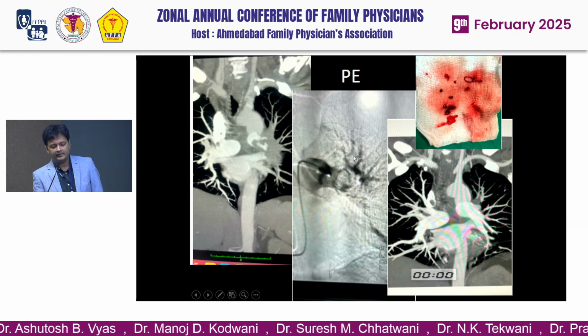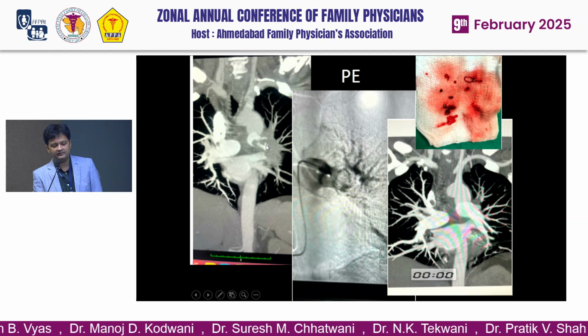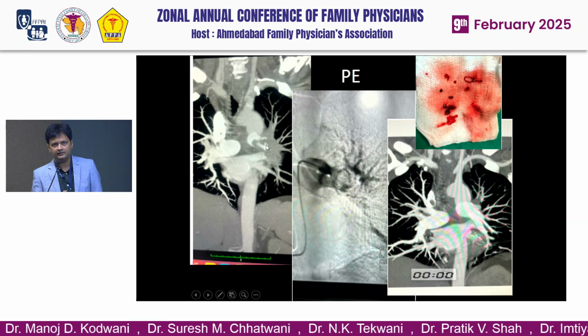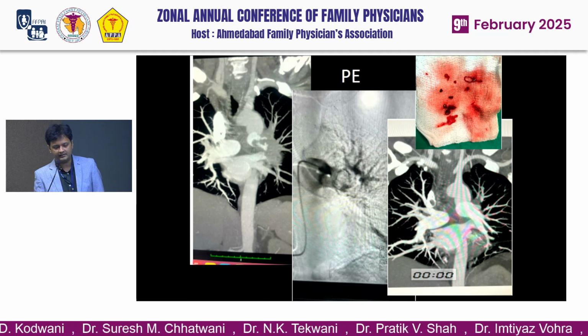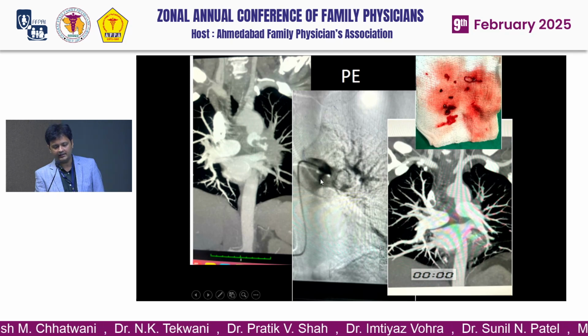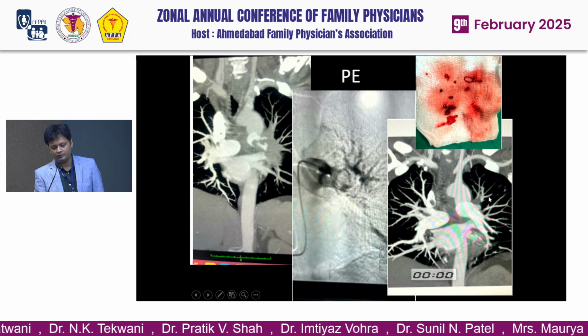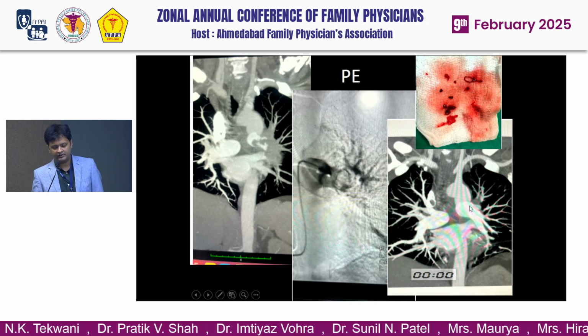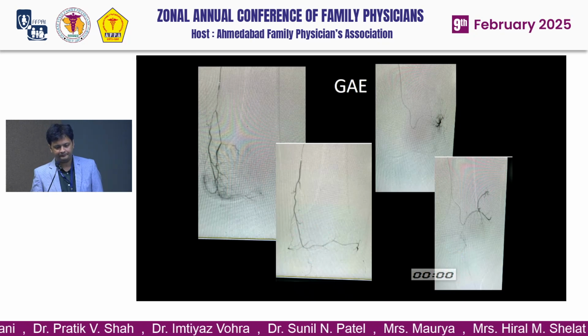Even for pulmonary embolism, this was a massive PE case. We did a mechanical thrombectomy and catheter-directed thrombolysis. We lysed the thrombus. This is the thrombus being aspirated through the catheter, and this is a pre and post image. Now you can see in the post image all the arteries have opened up.